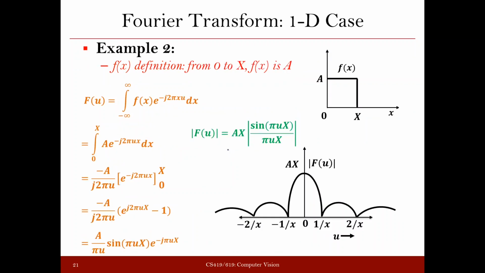Here is another example, where now the function is defined between 0 and capital X. The function f(x) is defined as A, and for other values it is 0. That means from capital X to infinity or from minus infinity to 0, this function has value 0. It has a non-zero value, which is A, only between 0 and X.